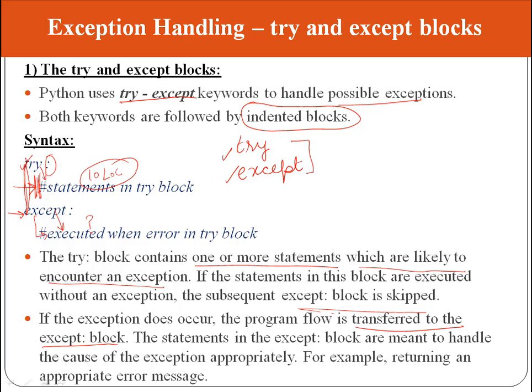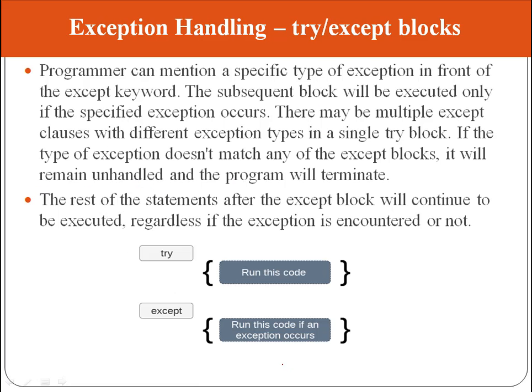If there is an error that has been encountered over here, then the control will be given to this except block. The statements in the except block are meant to handle the cause of the exception appropriately. For example, returning an appropriate error message so that the user comes to know what mistake has been done, and then it can be improved.